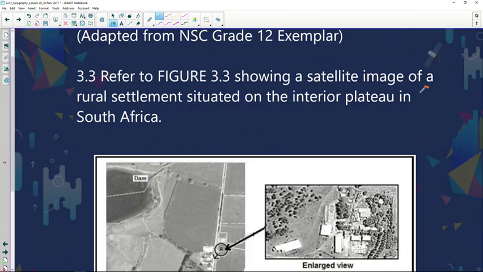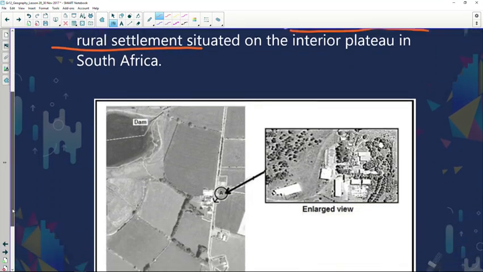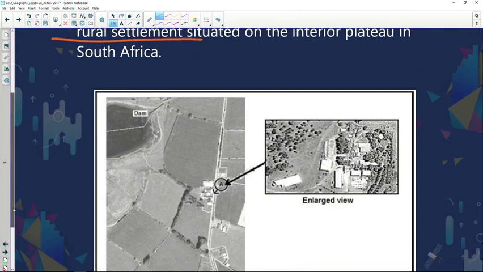Now let's quickly have a look at our next questions. Okay, question 3.3. Refer to figure 3.3 showing a satellite image of a rural settlement over the interior. Now if you look at a rural settlement, once again we need to define a rural settlement. It's unifunctional, there's only one activity taking place. For instance, farming or mining or forestry.